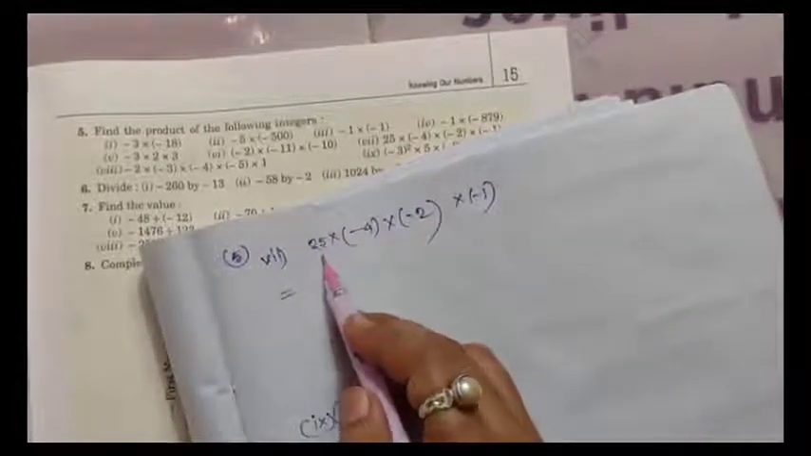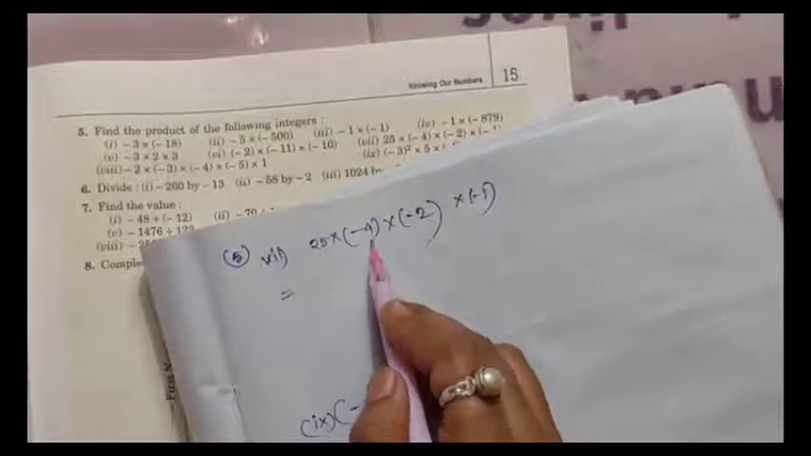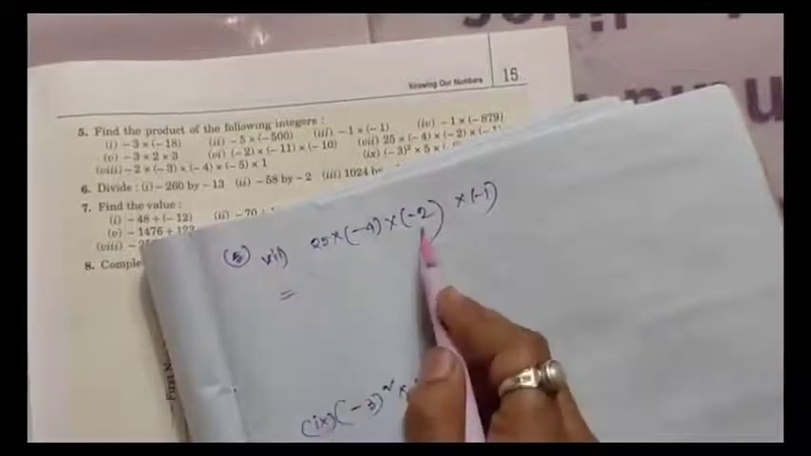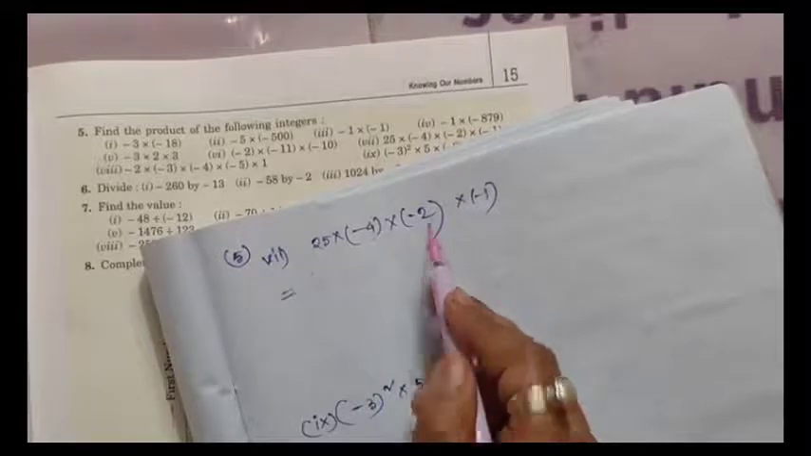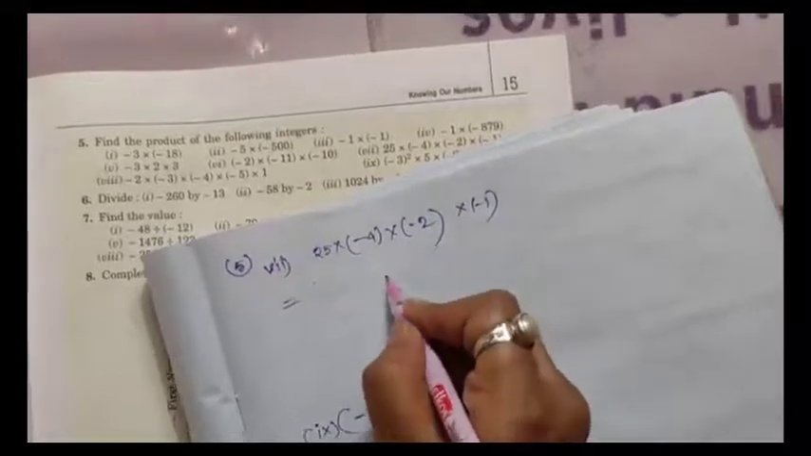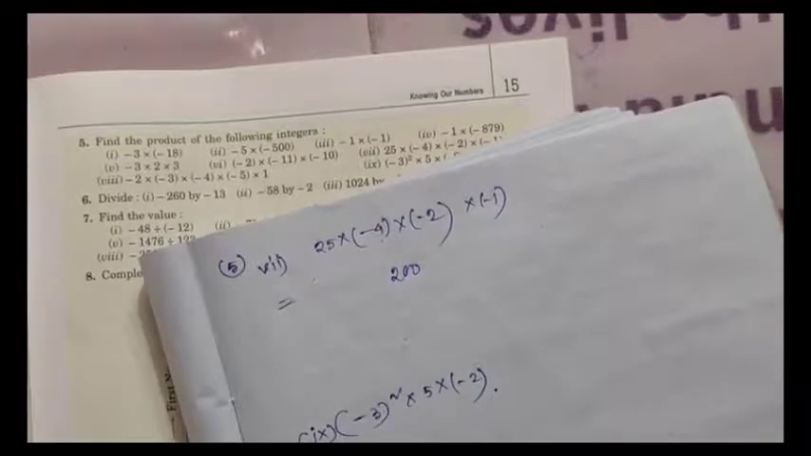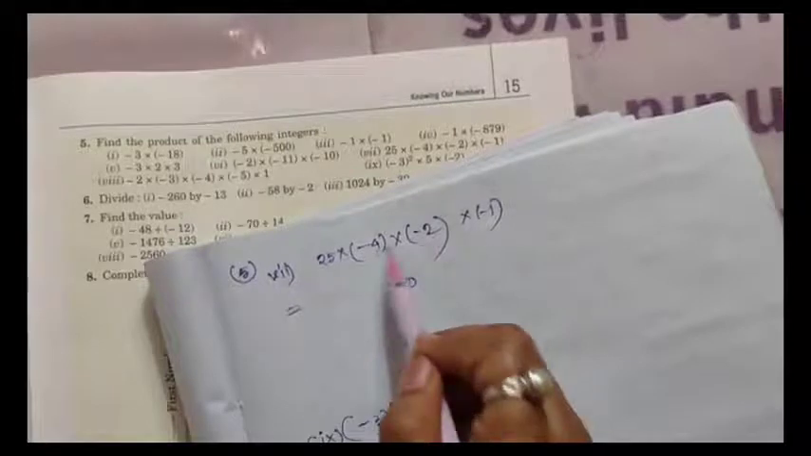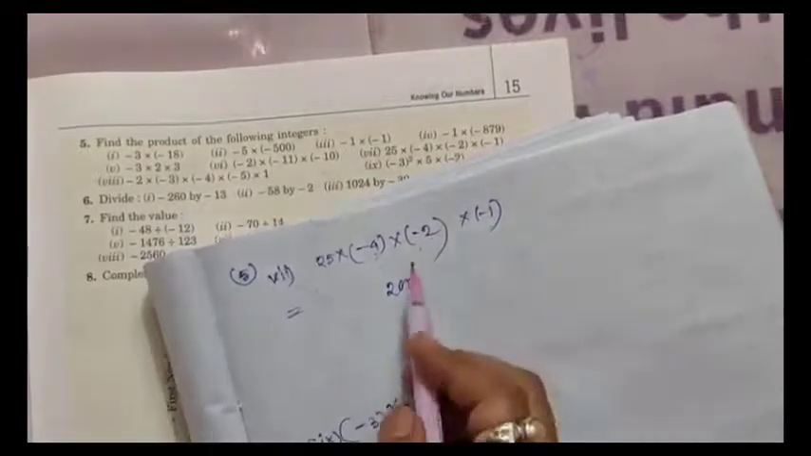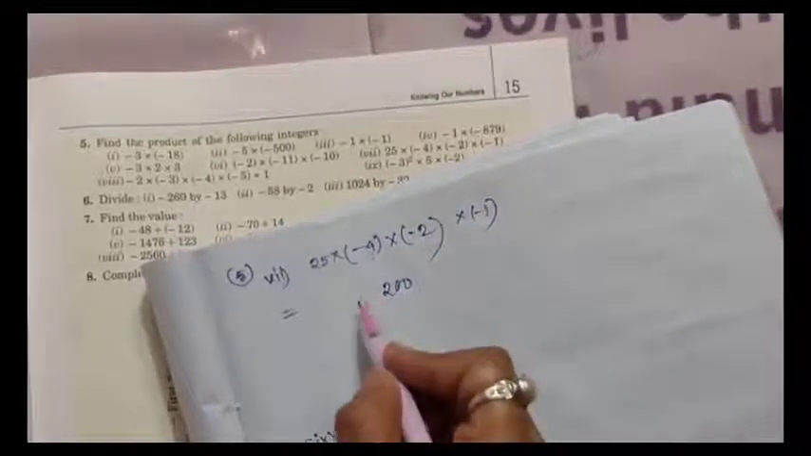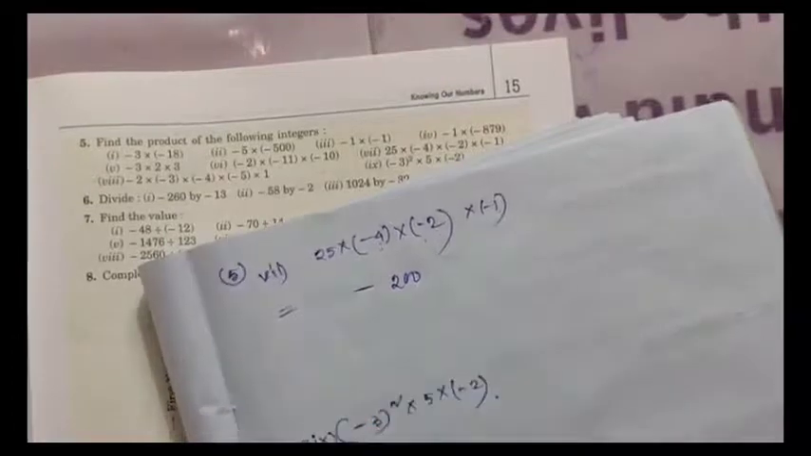First of all, you need to multiply the absolute values of the integers. 25 multiplied by 4 gives 100. 100 multiplied by 2 gives 200. So 200, and the sign of the product will be minus or plus. Here minus occurs 1, 2, 3 times. But 3 is an odd number, so you need to put the minus sign here.